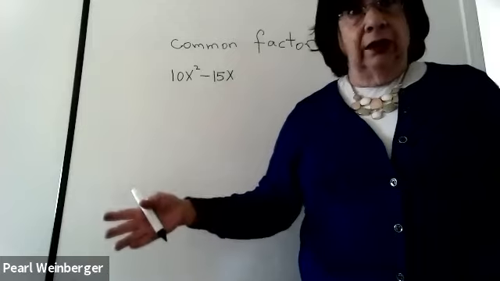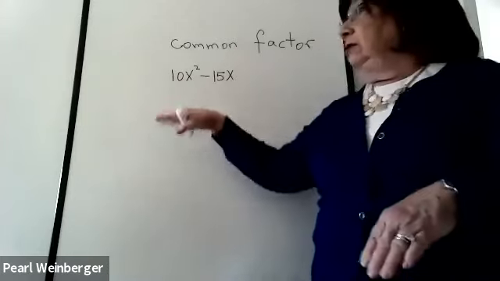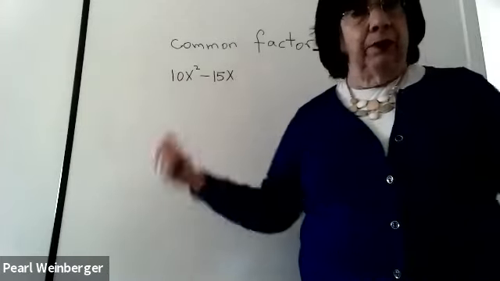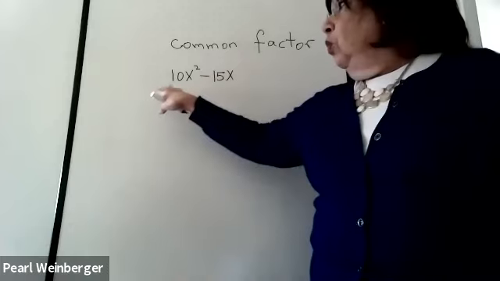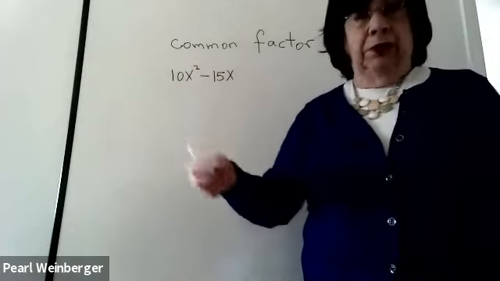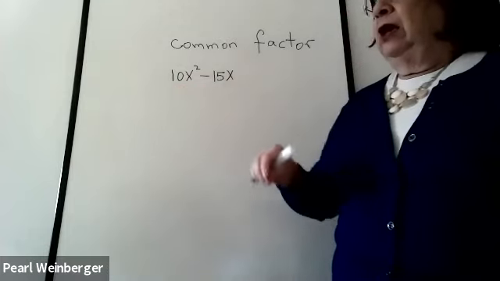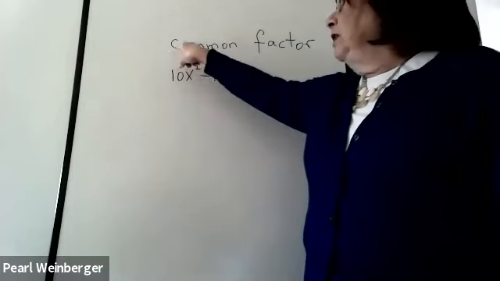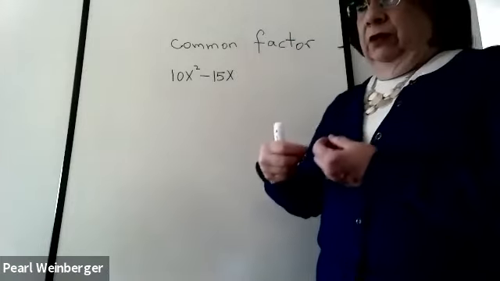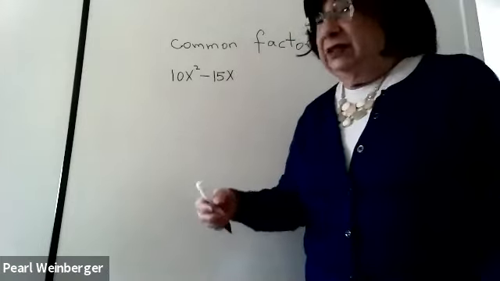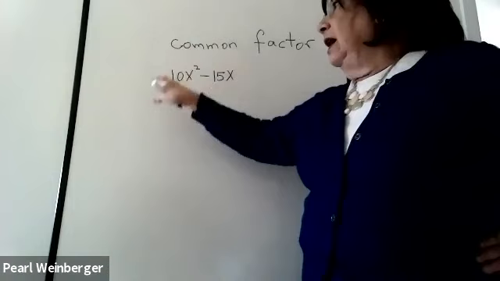We just learned how to multiply and we got the answer. Now we're starting with the answer and going back to what was the question. What things did we multiply to get 10x squared minus 15x? And again, the first type of factoring, first type of breaking this down, is by finding a common factor.